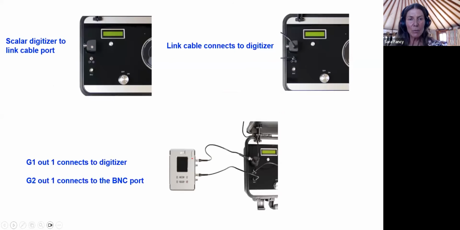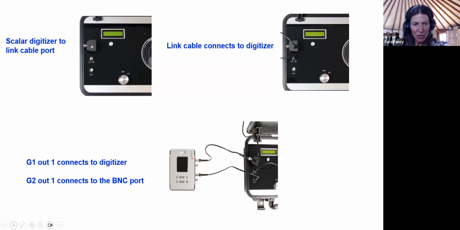All right, so here we have images. On the left is the scalar digitizer to link cable port. That's that little device plugged in there like that. This little thing goes in there with this thing hanging out. Now you go to the right: link cable connects to the digitizer. It goes in the top here. That's your link cable that goes to the other box, the receiver.